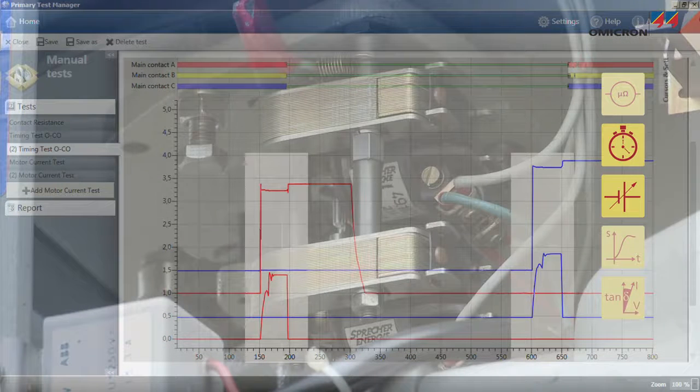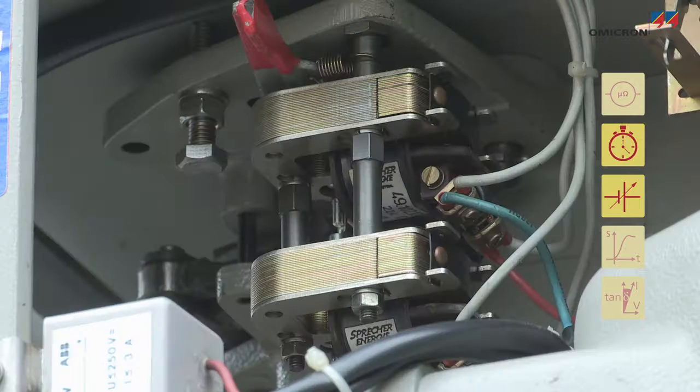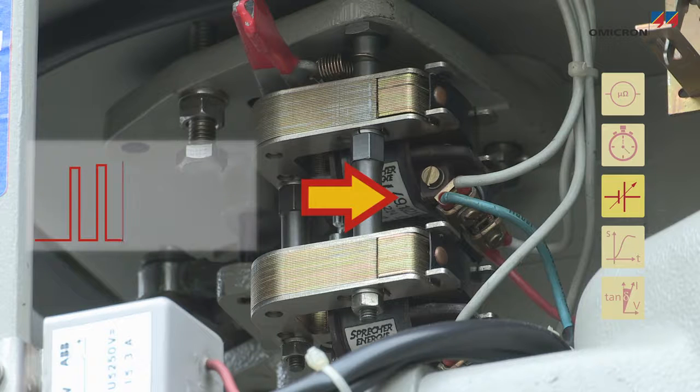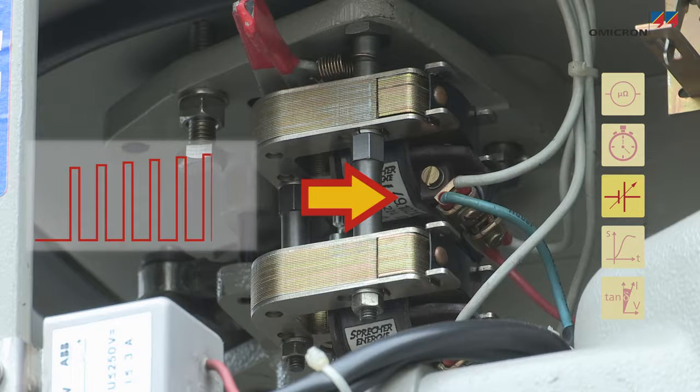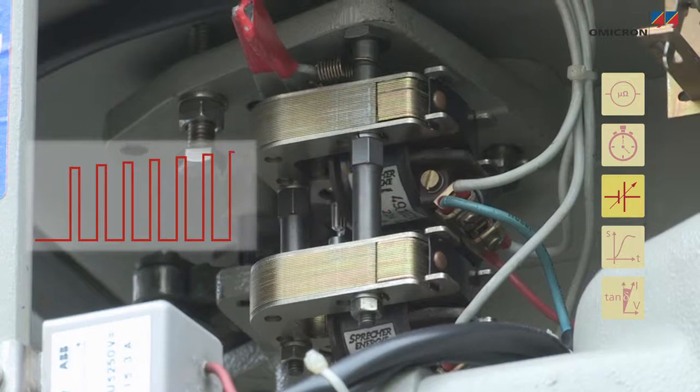Recording trip and close coil currents gives an indication of their mechanical and electrical condition, as well as the condition of the latch. The minimum voltage, known as minimum pickup, needed to trip and close the circuit breaker is also usually measured to ensure that it can still operate in case the DC supply is weak.